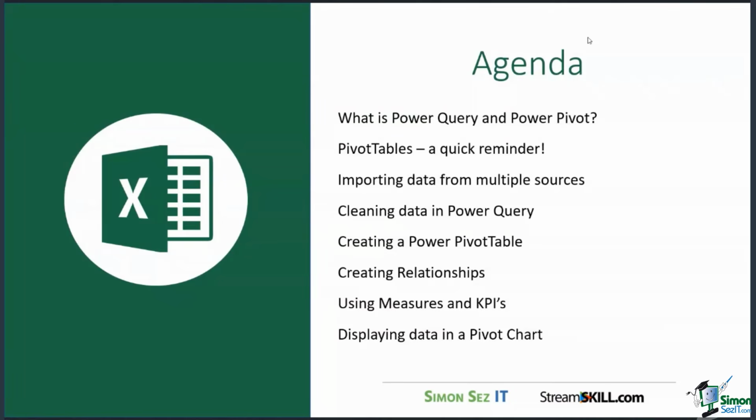We're then going to move on to importing data into Excel from multiple different sources. I'm going to show you some of the utilities you have within Power Query to clean your data. And then we're going to get on to the main event. We're going to be creating a Power Pivot table. I'm going to show you how you can create relationships and also how you can use things like measures and KPIs, which again, maybe not something that you're particularly familiar with. And then finally, at the end, we're just going to do a good old pivot chart just to remind ourselves of how we do that.